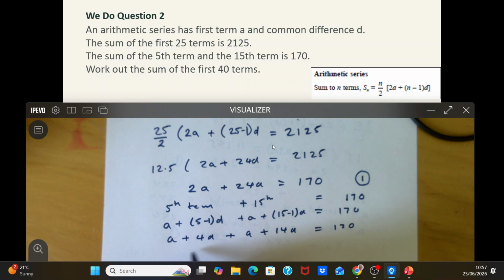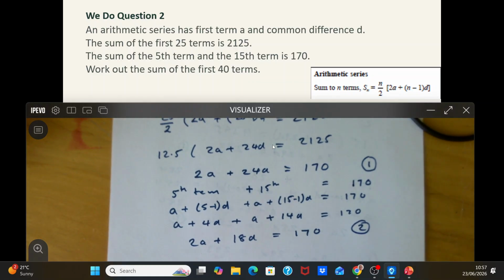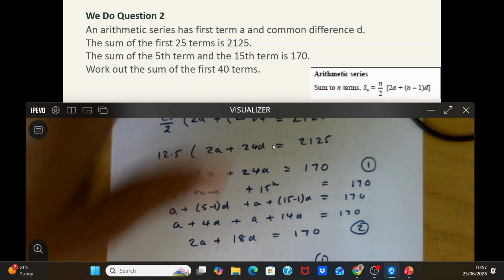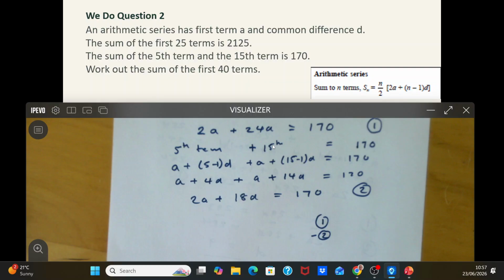So 2a plus 18d equals 170. That's equation 2. Now, we are still going to do 1 take 2. But those of you that are smart should be thinking, something's going to happen here, and it's strange.